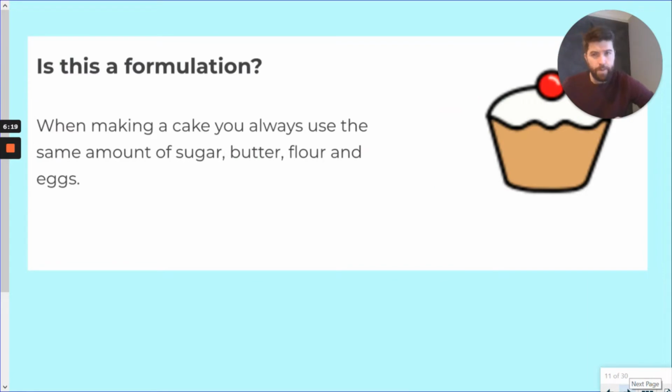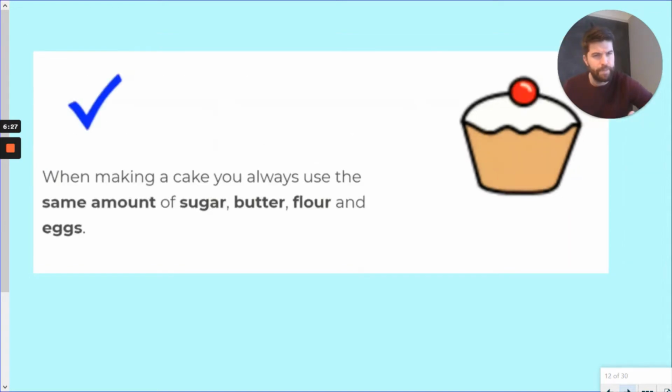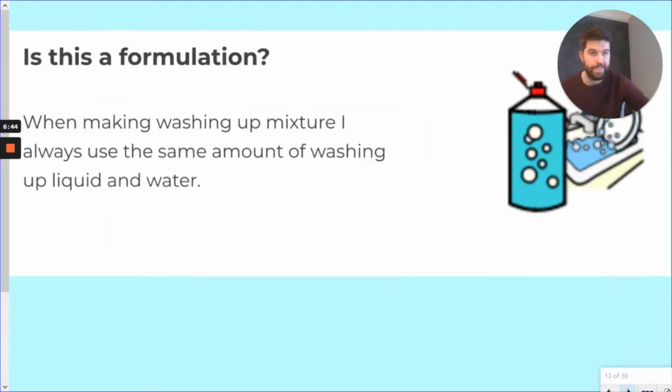So is this a formulation? If you make a cake and you always use the same amount of sugar, butter, flour and eggs to make that cake, does that make it a formulation? The answer is yes. When we make a cake, you use the same amount. We use that set ratio of sugar, butter, flour and eggs to make that cake. If we suddenly decided instead of 1 egg we were going to use 17 eggs, we would not end up with a particularly nice cake because we've changed the formulation.